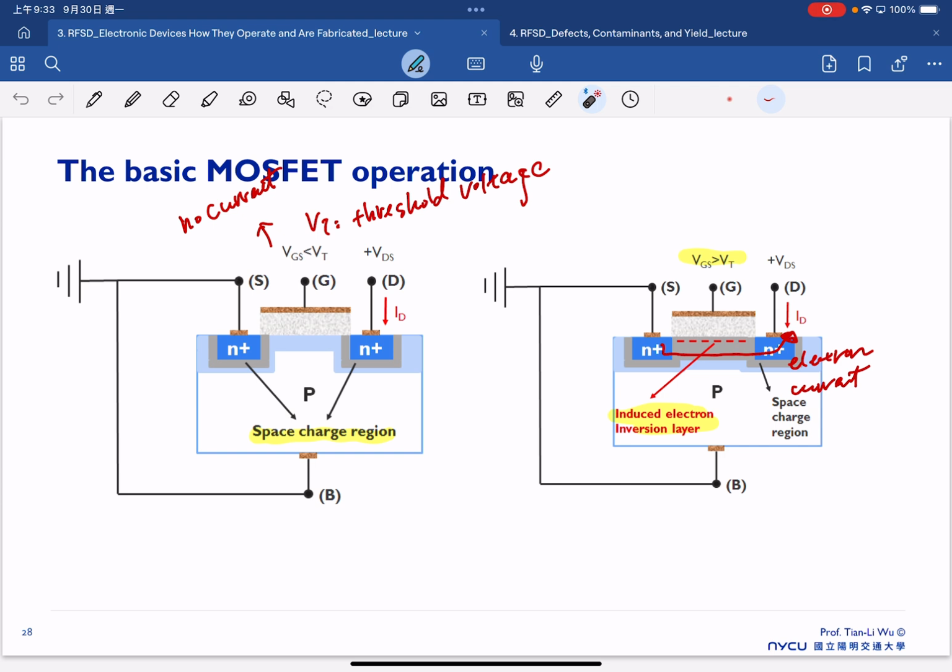And once we start to apply a gate bias larger than the threshold voltage, electrons can be induced under the gate region. In the meantime, we apply the positive drain bias, so the inverted electrons will be attracted from the left to the right. In the end, we can have current flowing inside the MOSFET, and that is the basic operation of the MOSFET.